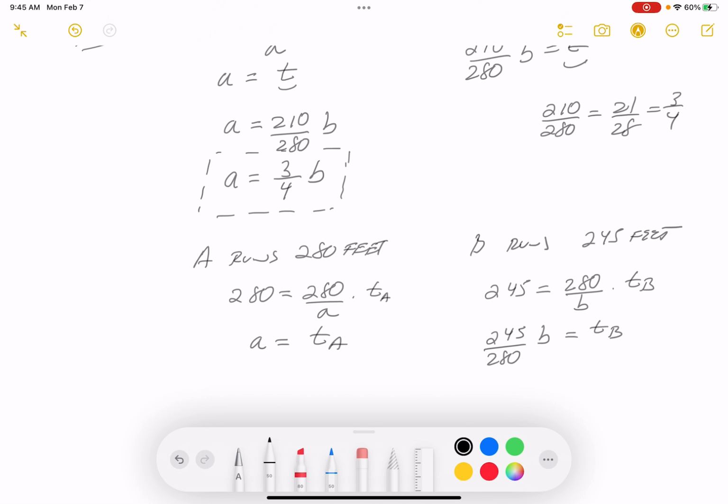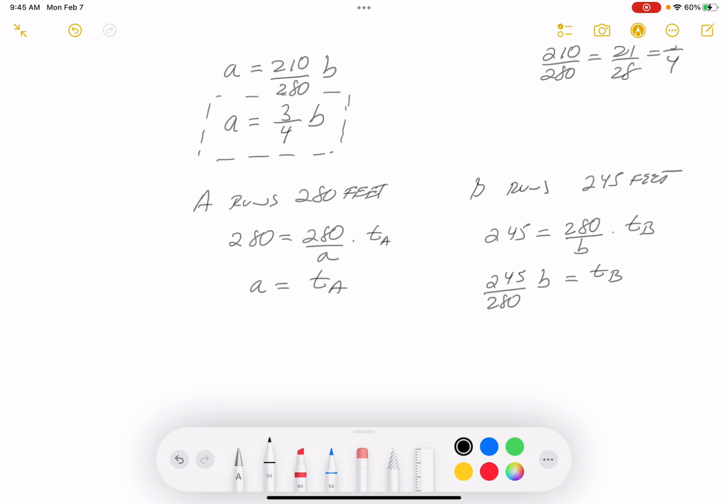All right? So before I do anything, I want to kind of reduce it. And I'm looking at this thing over here. I'm looking at the 280 and 245. And I'm going to divide through by 7. Let me write this on the side for you.